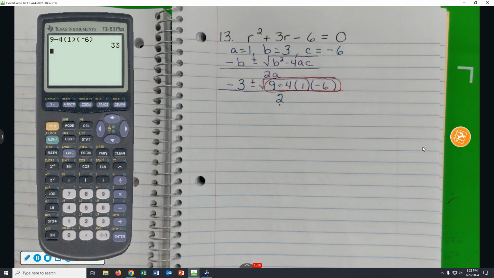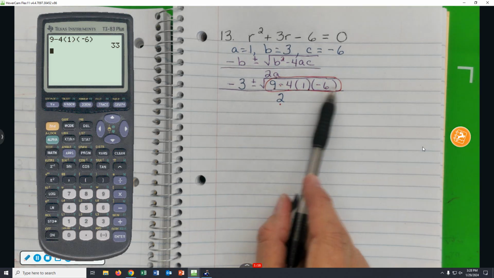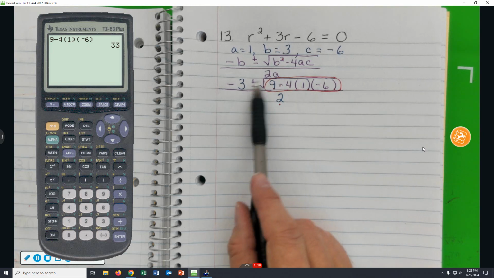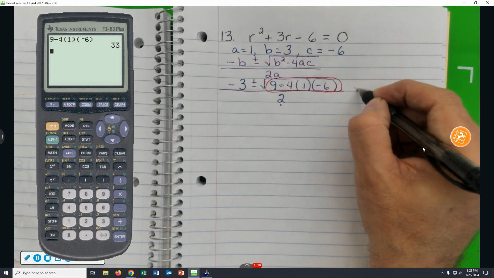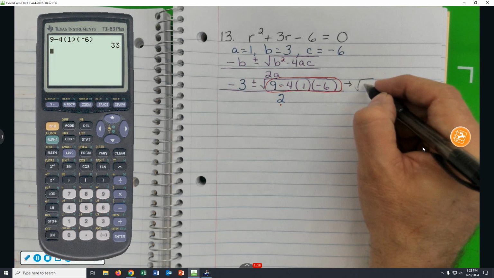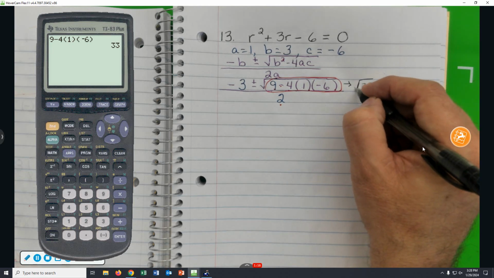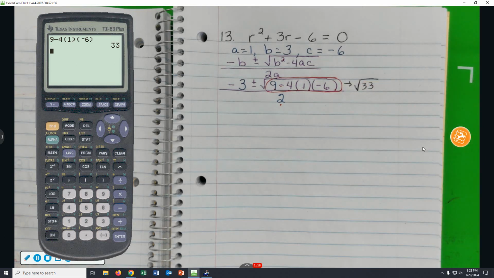But so I was doing to y'all what she used to do to her classes. Any questions on how I'm about to put a square root of 33 in place of that square root there? This is square root of 33. Can I simplify the square root of 33?